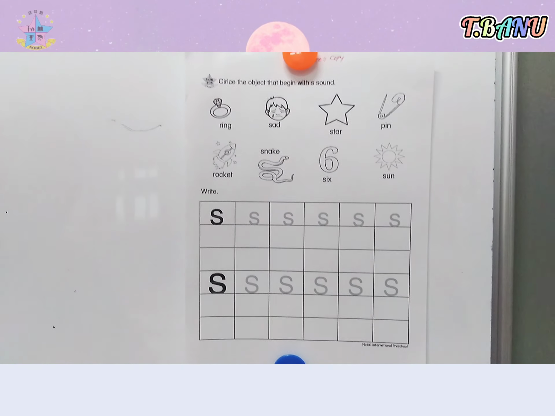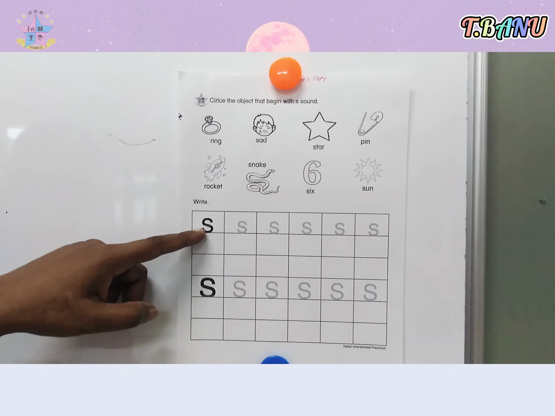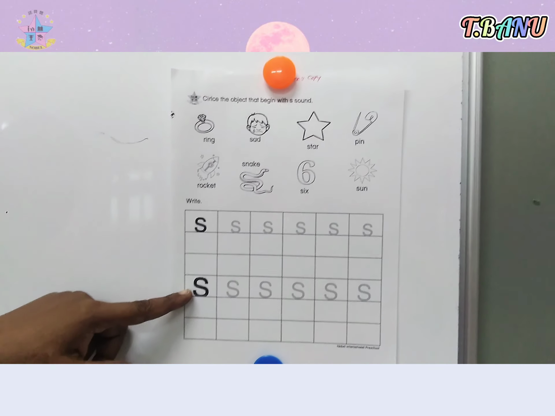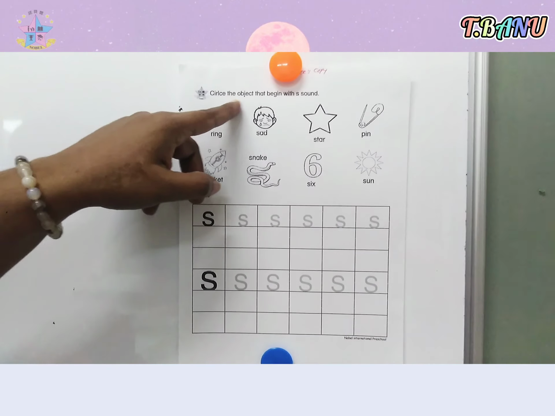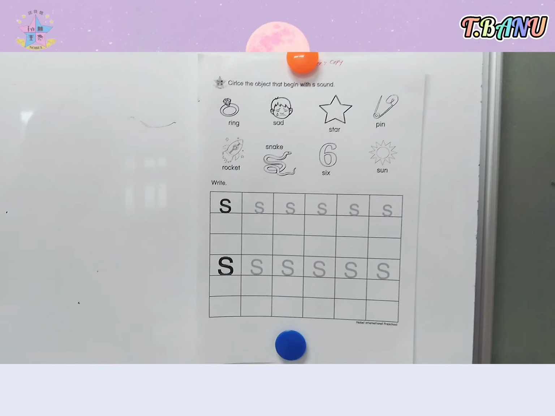Children, look at the whiteboard here. This is the English worksheet. Today we are going to do letter S, small letter S and capital letter S. Circle the object that begins with the S sound. Now look at the whiteboard, children.